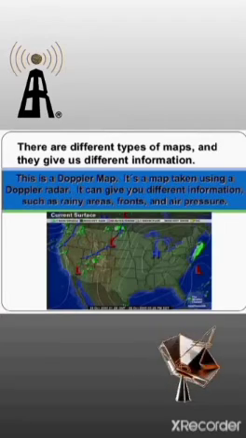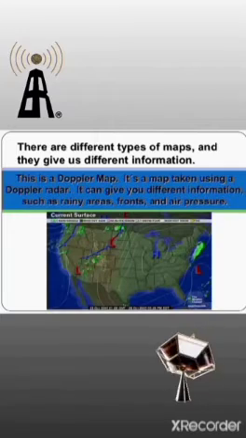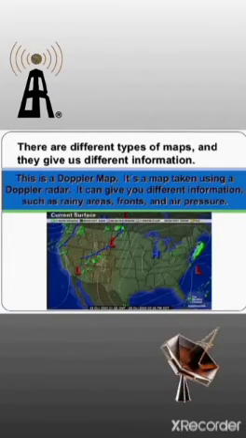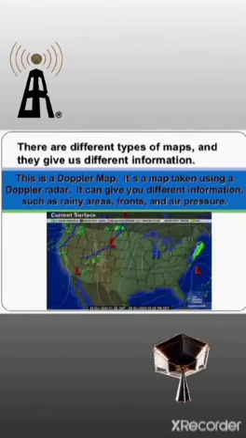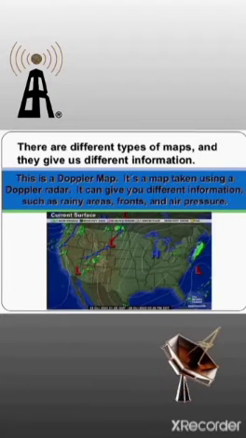There are different types of maps and they give us different information. This one is a Doppler map. It's a map taken using a Doppler radar. It can give you different information such as rainy areas and changes in air pressure, and these are weather elements. So basically it is a type of weather map.